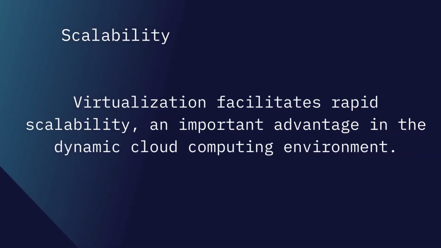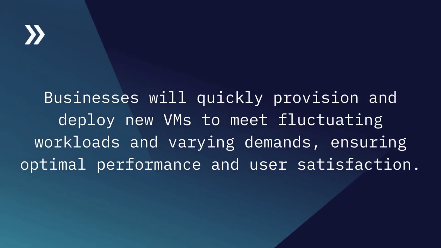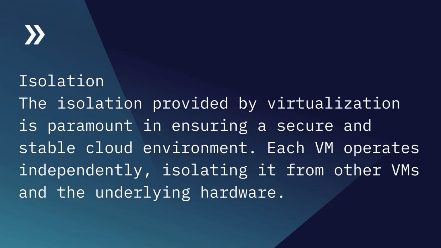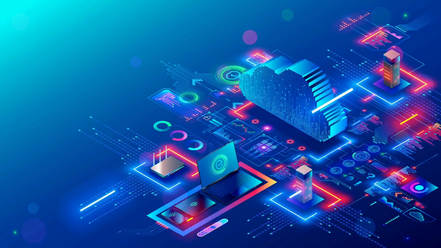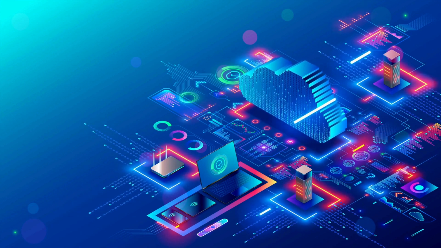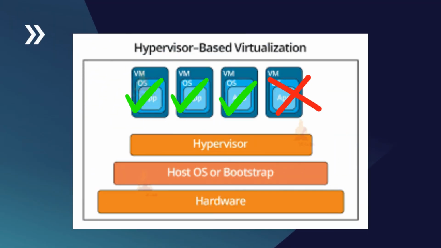Scalability. Virtualization facilitates rapid scalability, an important advantage in the dynamic cloud computing environment. Businesses can quickly provision and deploy new VMs to meet fluctuating workloads and varying demands, ensuring optimal performance and user satisfaction. Next one, isolation. The isolation provided by virtualization is paramount in ensuring a secure and stable cloud environment. Each VM operates independently, isolated from other VMs and the underlying hardware. If one VM experiences an issue or failure, it does not impact the other VMs or the overall system.